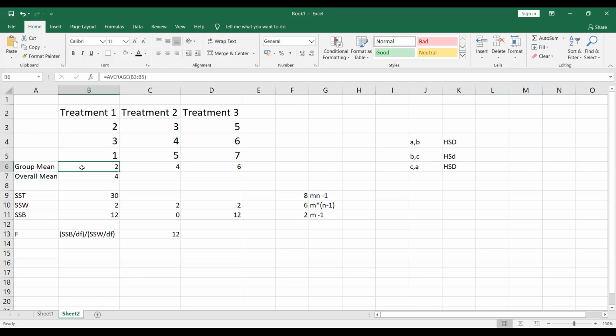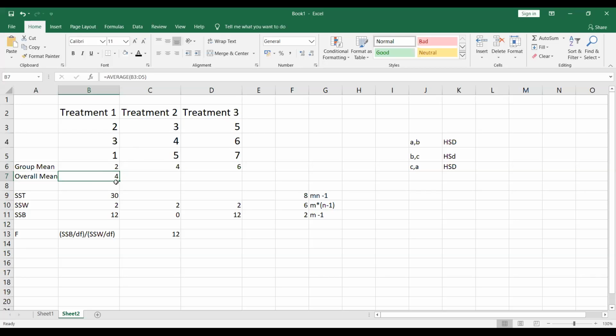The first thing that you find out is that the mean of this group is 2, the mean of this group is 4, and the mean of this group is 6, right? So this is our first step. In the second step, you find the overall mean. Overall mean means you sum all of them and then take an average. So 2 plus 3 plus 1 plus 3 plus 4 plus 5 plus 5 plus 6 plus 7. That's how you arrive at 4.